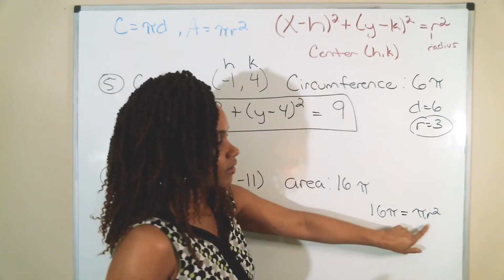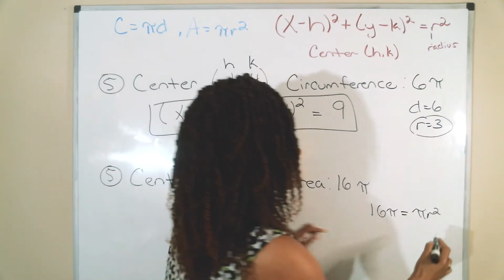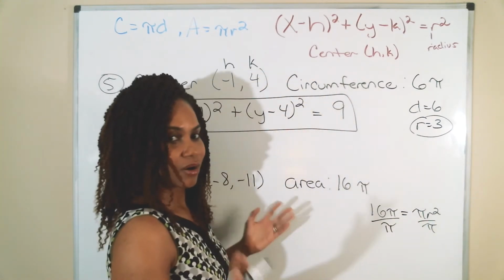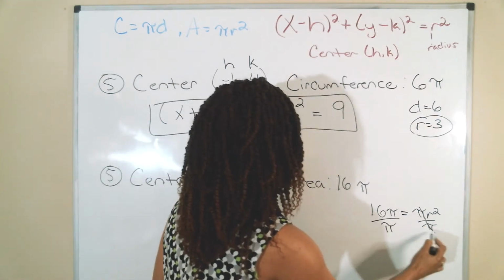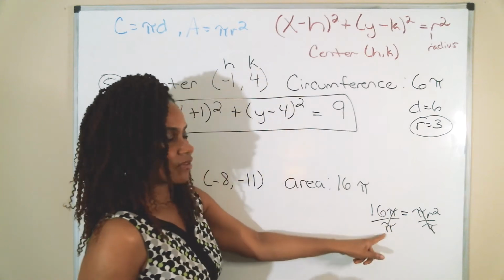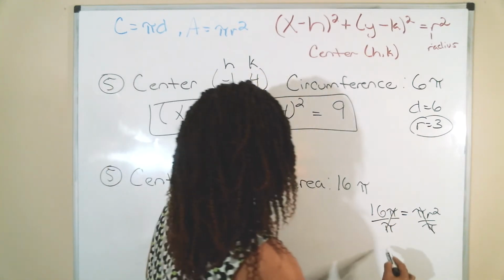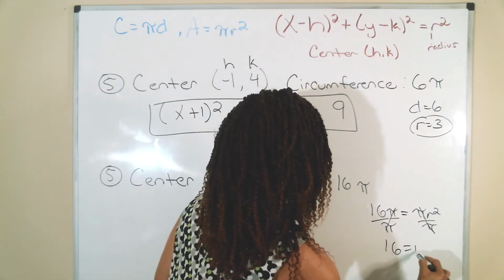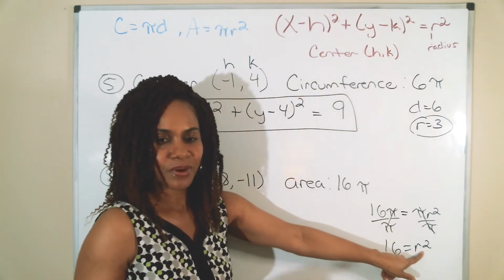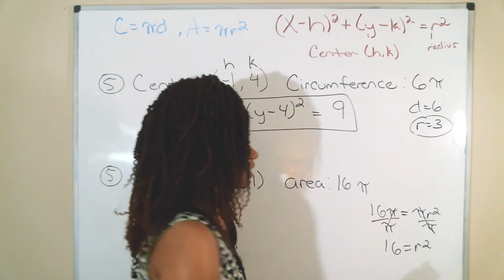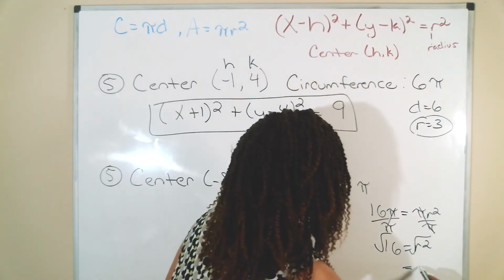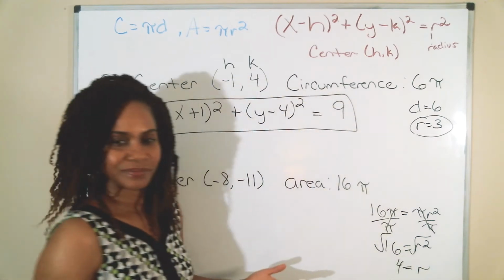So if I solve that for r, I want to divide both sides by pi because I'm trying to isolate the r, or the radius. It cancels out on this side. It also cancels out right here because pi divided by pi will just cancel out. And I'm left with 16 is equal to r squared. So remember, if something is raised to the second power, if you're trying to isolate that variable, the inverse is to take the square root. So the square root would be 4, right?